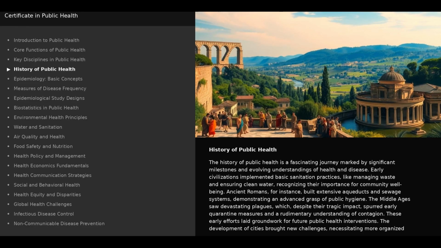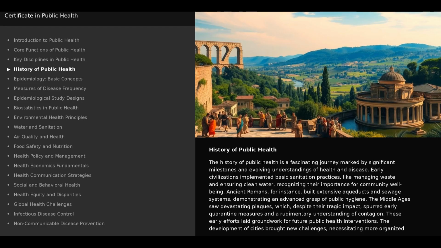History of public health. The history of public health is a fascinating journey, marked by significant milestones and evolving understandings of health and disease. Early civilizations implemented basic sanitation practices, like managing waste and ensuring clean water, recognizing their importance for community well-being. Ancient Romans, for instance, built extensive aqueducts and sewage systems, demonstrating an advanced grasp of public hygiene. The Middle Ages saw devastating plagues, which, despite their tragic impact, spurred early quarantine measures and a rudimentary understanding of contagion. These early efforts laid groundwork for future public health interventions.